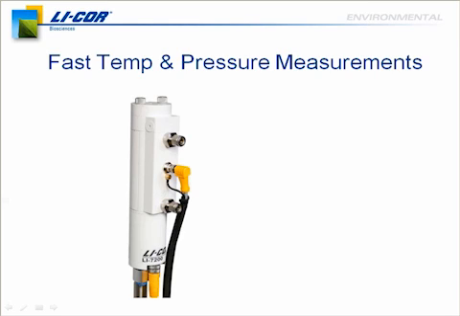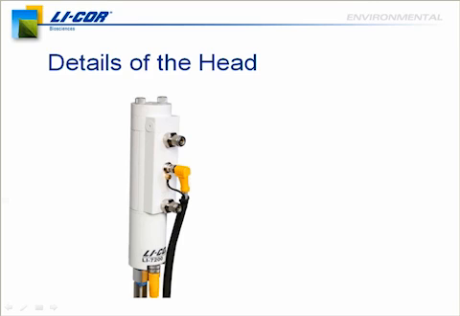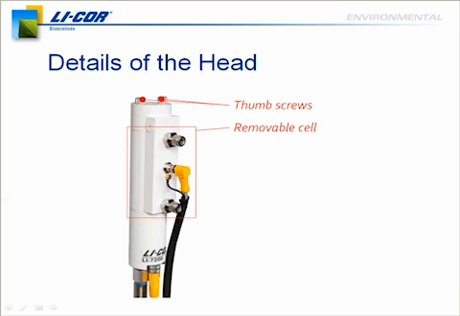So now here's a picture of the 7200 head. At the top, we have a couple thumb screws. This allows you to quickly open and access the 7200 head without having any tools. Next, we have the removable cell. This is the part that you can pull out and easily clean if you need to. There's a coupled metal body. This helps keep the temperature in the cell stable and the same throughout.